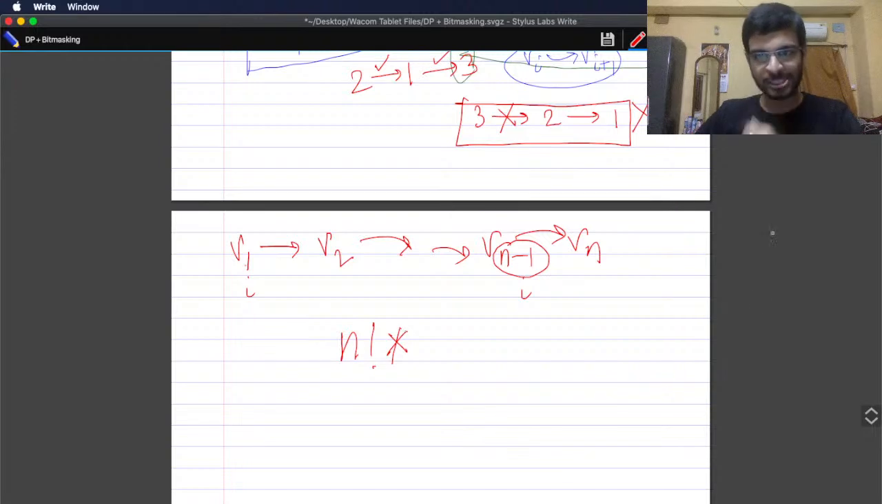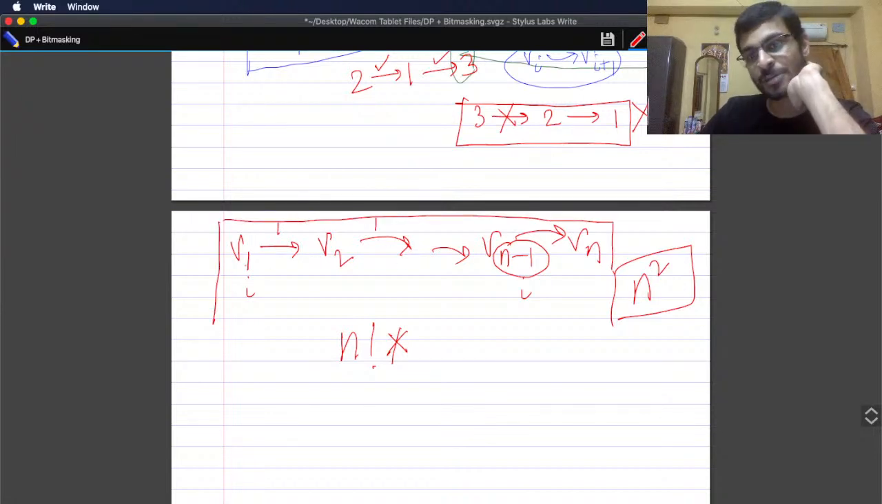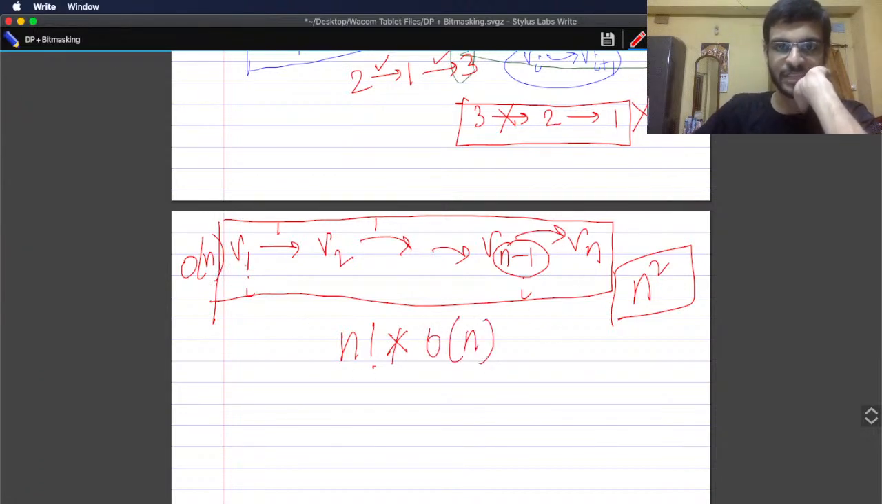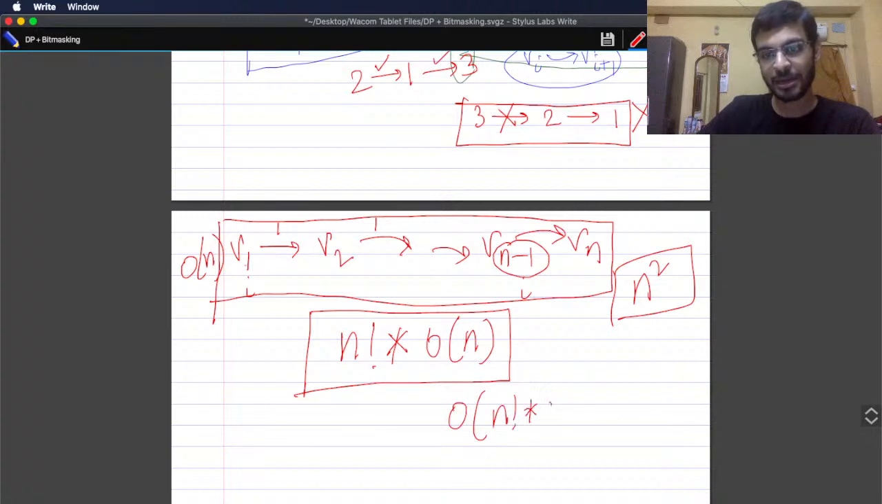Using n square storage, like an adjacency matrix, you can directly check whether this edge exists or not. So every step is going to take one step, and the total time to validate or invalidate one particular permutation is order n, because I need to read through all the vertices in that path. Hence, the total time is n factorial multiplied by n. Which is quite large.